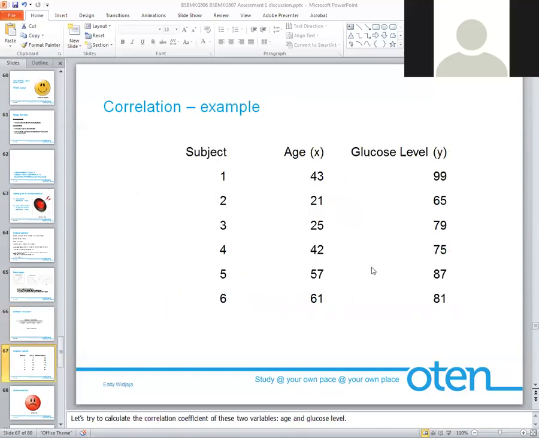We will try to find out. There are 6 subjects in here, or 6 people. They are our subjects of research. We try to find out the correlation between age and glucose level. Here we say age is X and glucose level is Y. So we try to find out the correlation between these 2 variables, whether the increase of X, the increase of age, also increases the glucose level. Okay, let's calculate that together.